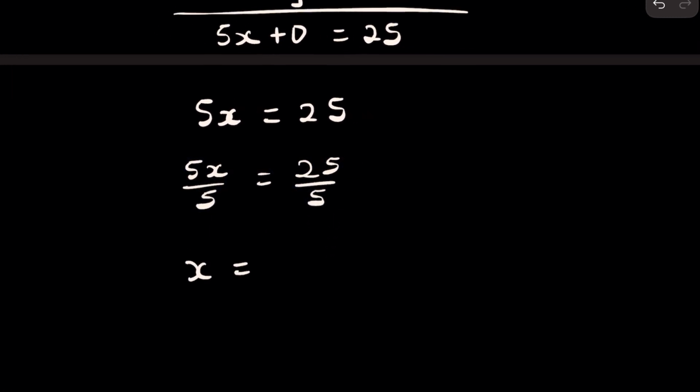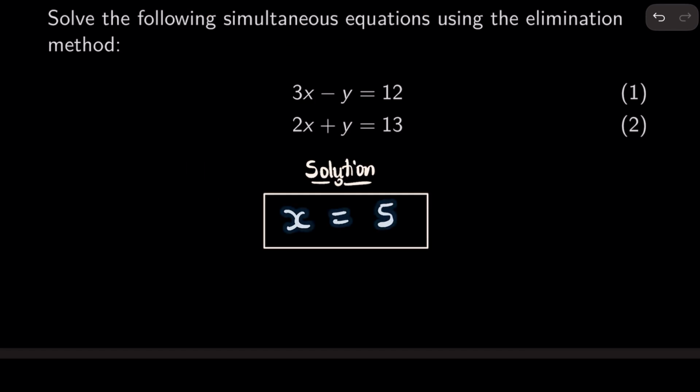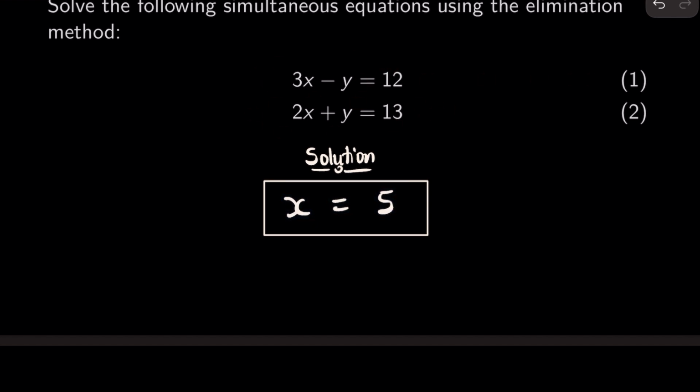Hence, x is equal to 5. So we have the value for x. So here we have x to be equal to 5, right? So the next step is to come back to the original equations. Then we substitute x is equal to 5 in either equation 1 or equation 2, right? So here let's choose, say, equation 2, right? So here x is now equal to 5.